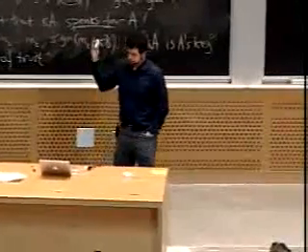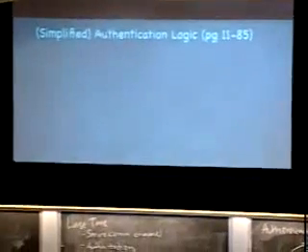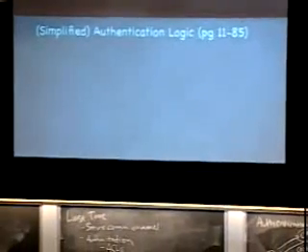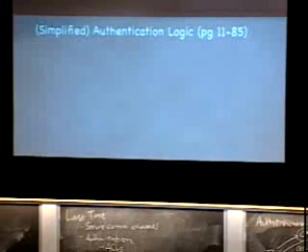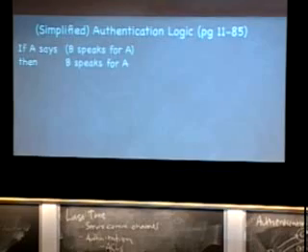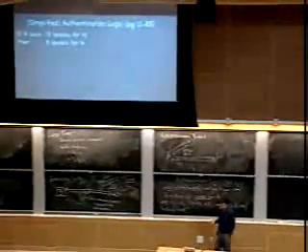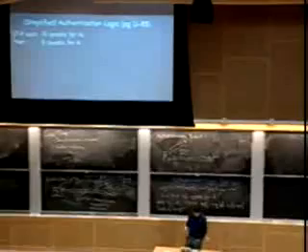So this is the simplified BAN logic that's presented in the text. It's on page 1185. If you want to copy it down, I'll try to leave time, but you might not need to worry about copying the exact logic here. There are three rules in this simplified authentication logic, and they use this speaks for notation, and they're also going to use some notation that we call the says notation.